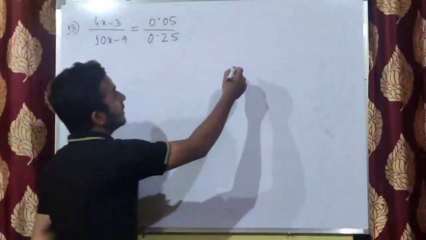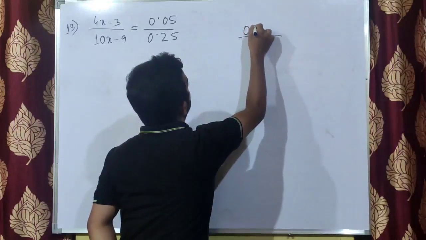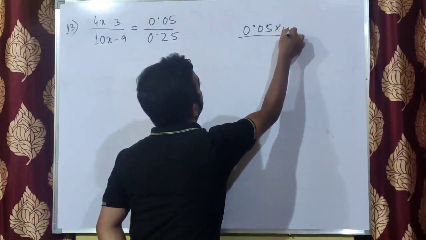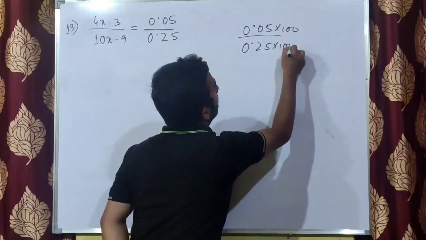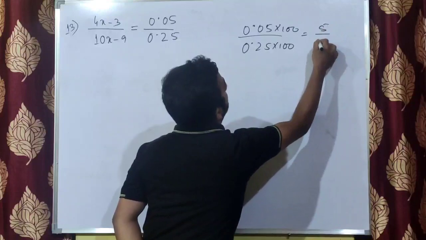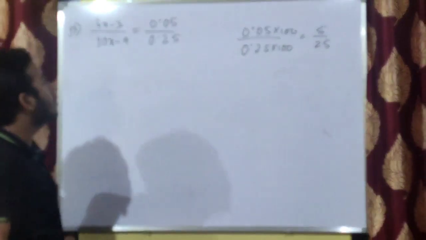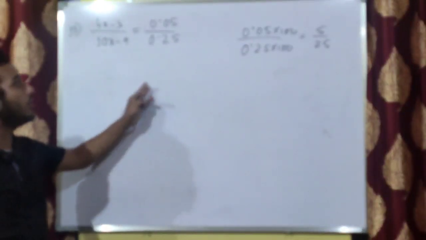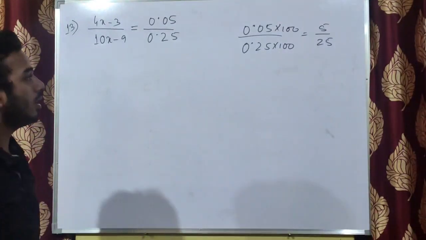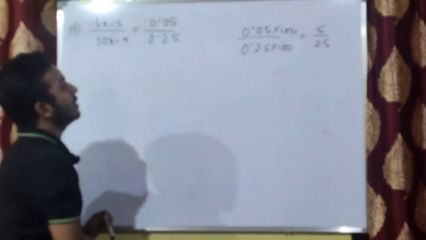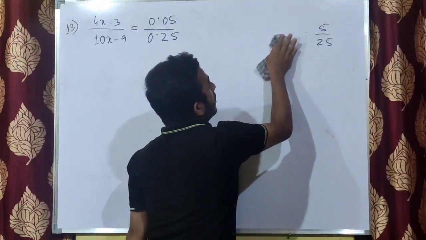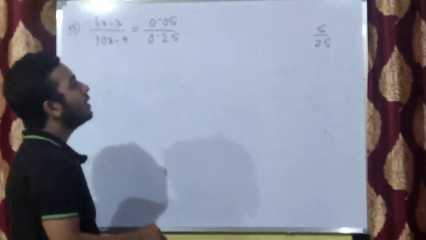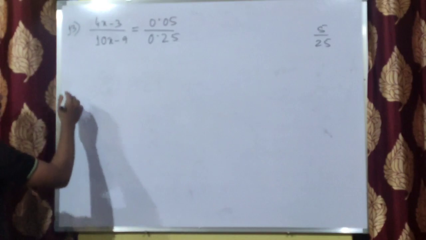So we will get 0.05 into 100 divided by 0.25 into 100. It will be 5 divided by 25. So in place of 0.05 by 0.25, we will write 5 by 25. It will be better for us in multiplication. Like this we also can multiply, but it will be better if we write 5 by 25. So let us start.